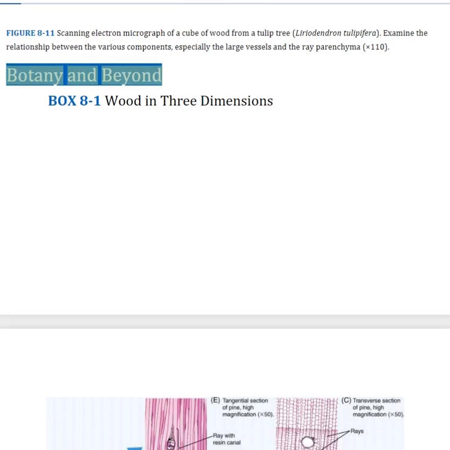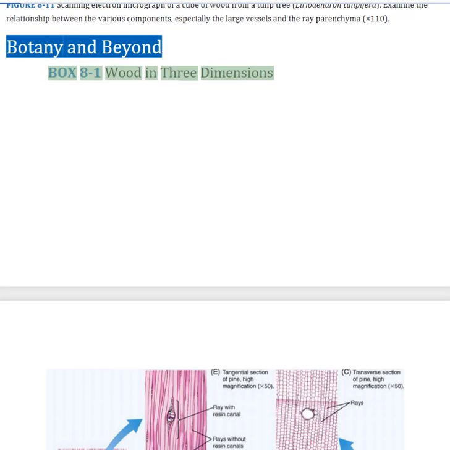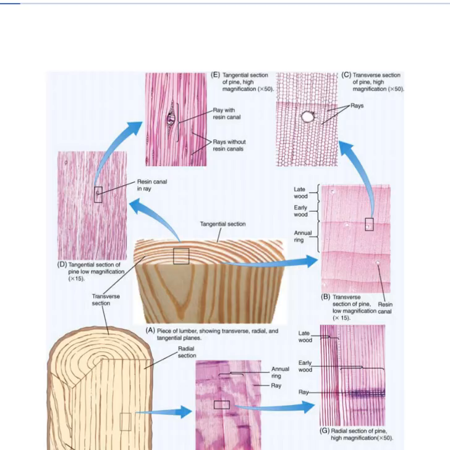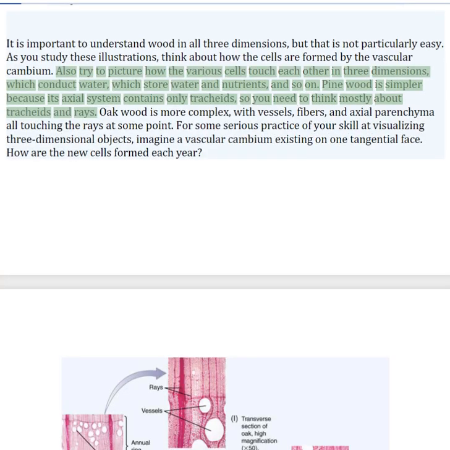Botany and Beyond. Box 8-1: Wood in 3 dimensions. It is important to understand wood in all 3 dimensions, but that is not particularly easy. As you study these illustrations, think about how the cells are formed by the vascular cambium. Also try to picture how the various cells touch each other in 3 dimensions, which conduct water, which store water and nutrients, and so on.